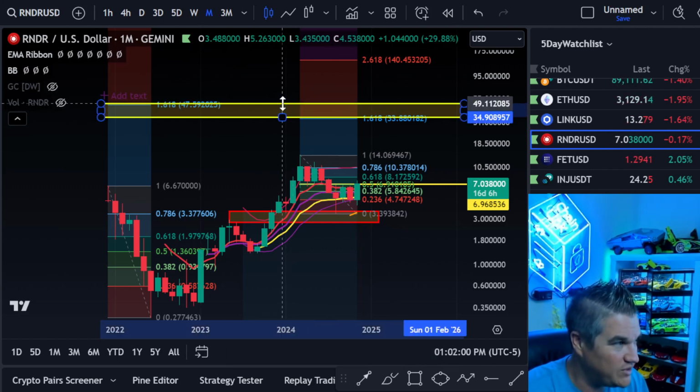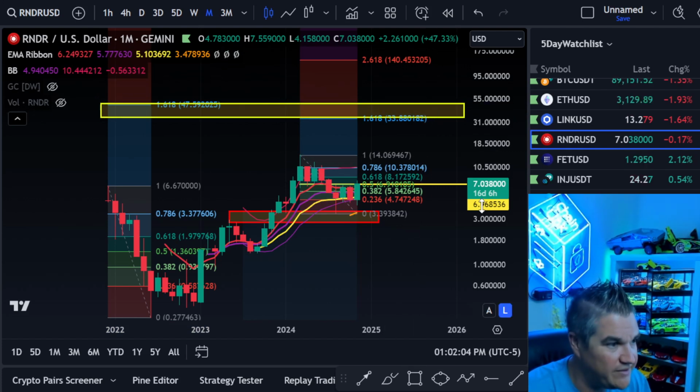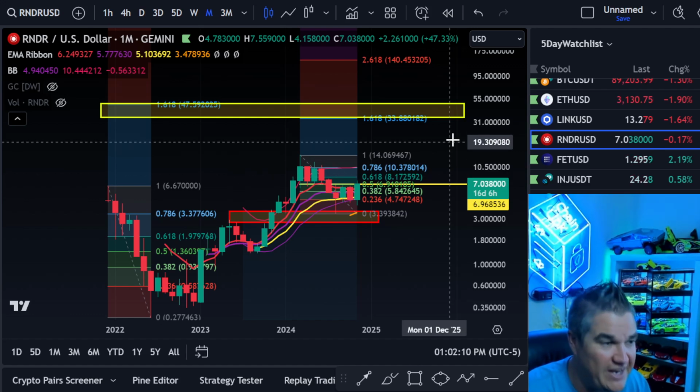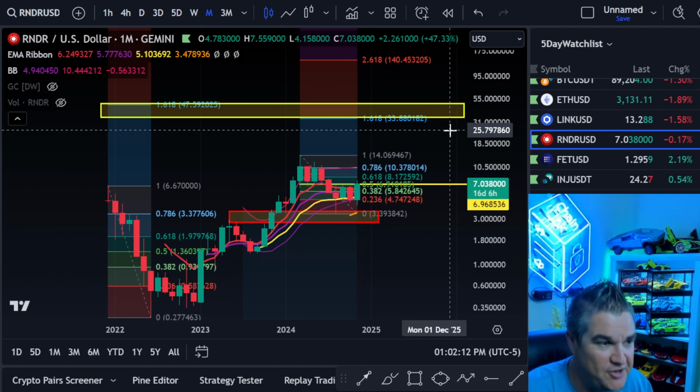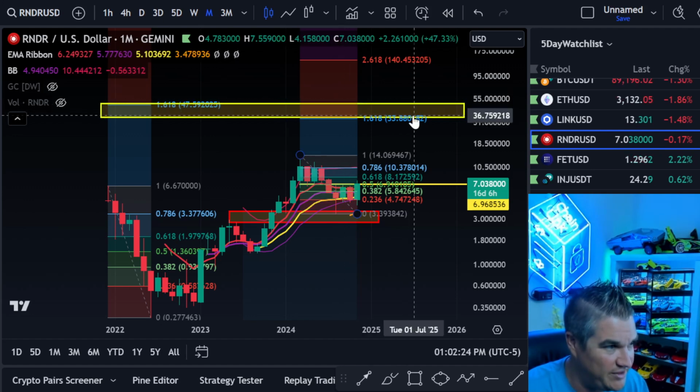Now, context with the rest of the cycle, of course, we want to see what Bitcoin's doing when we get up here. We want to see how the market sentiment is, right? We do a pretty good job of covering all that on a daily basis in our Patreon private Telegram alerts group. So if you want to stay up to date and not miss out on all that good stuff, I suggest checking that out. So this is the zone for Render, in my opinion, 33 to 50 area.